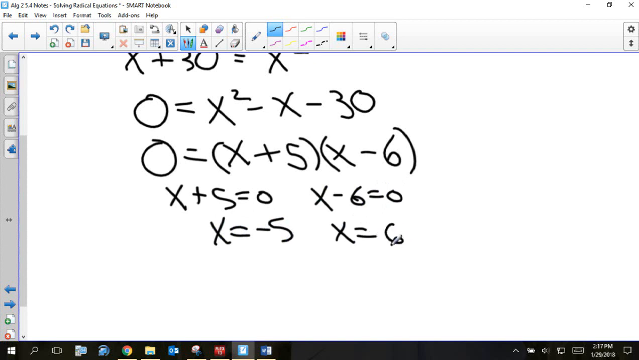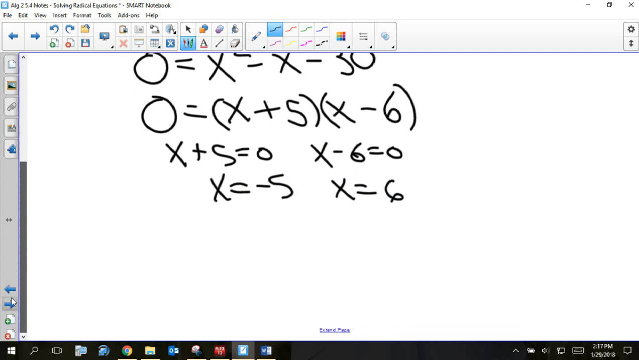We get 2 answers. If you get 2 answers, you gotta check both answers. The evidence on your paper is just that you checked them. You can check them on your calculator if you want.